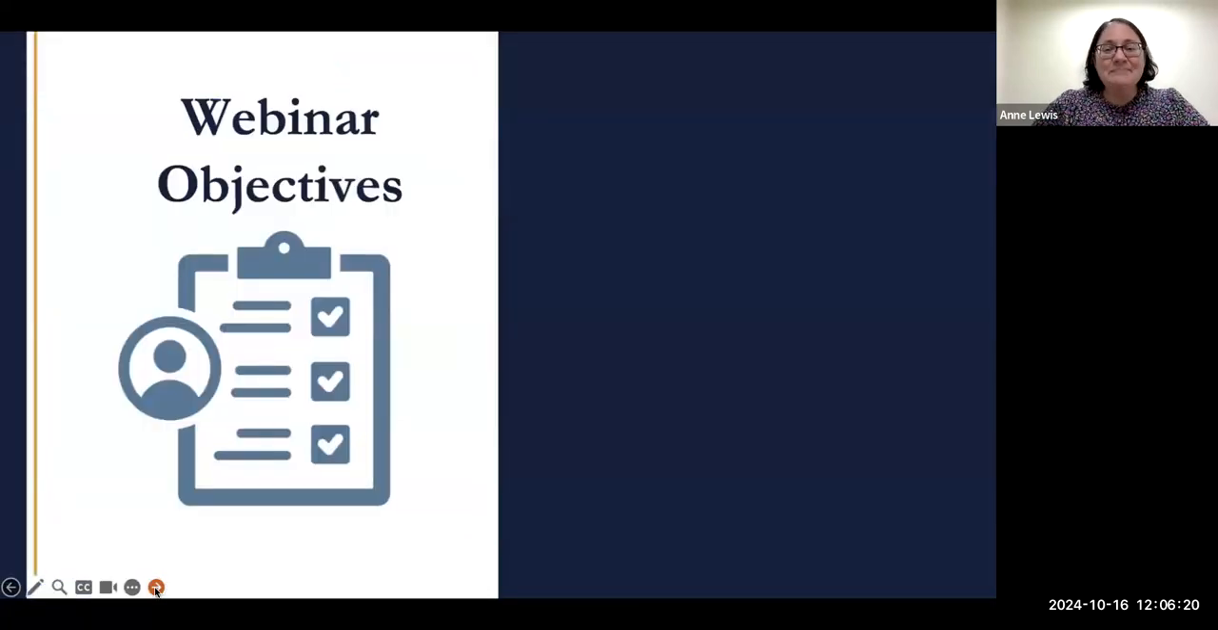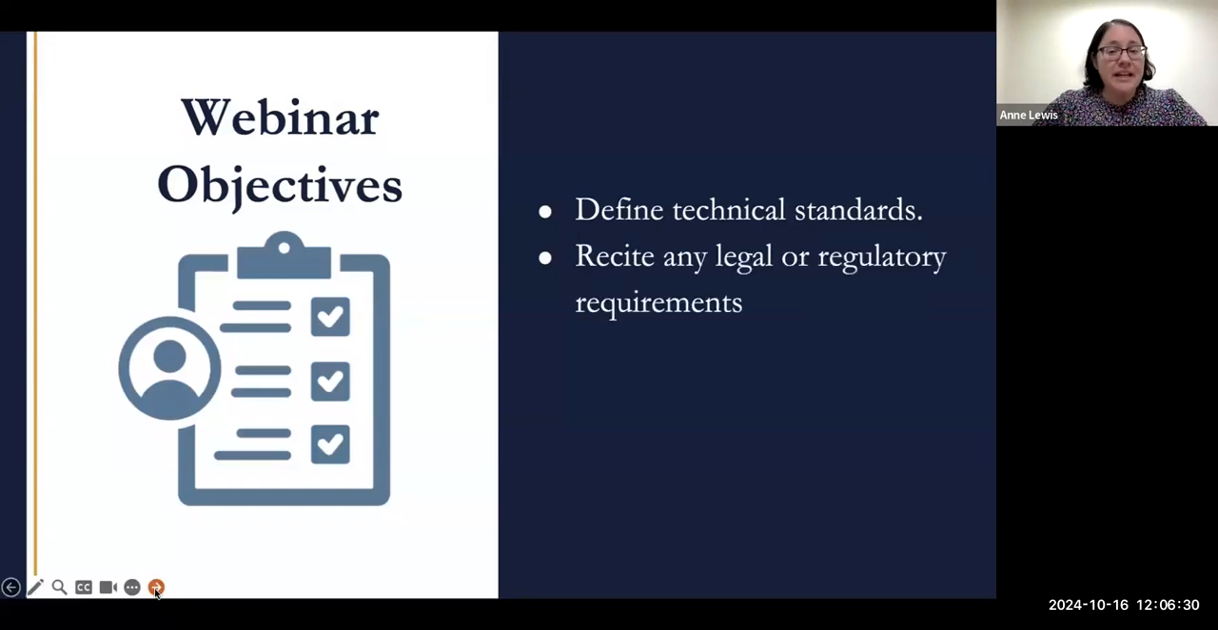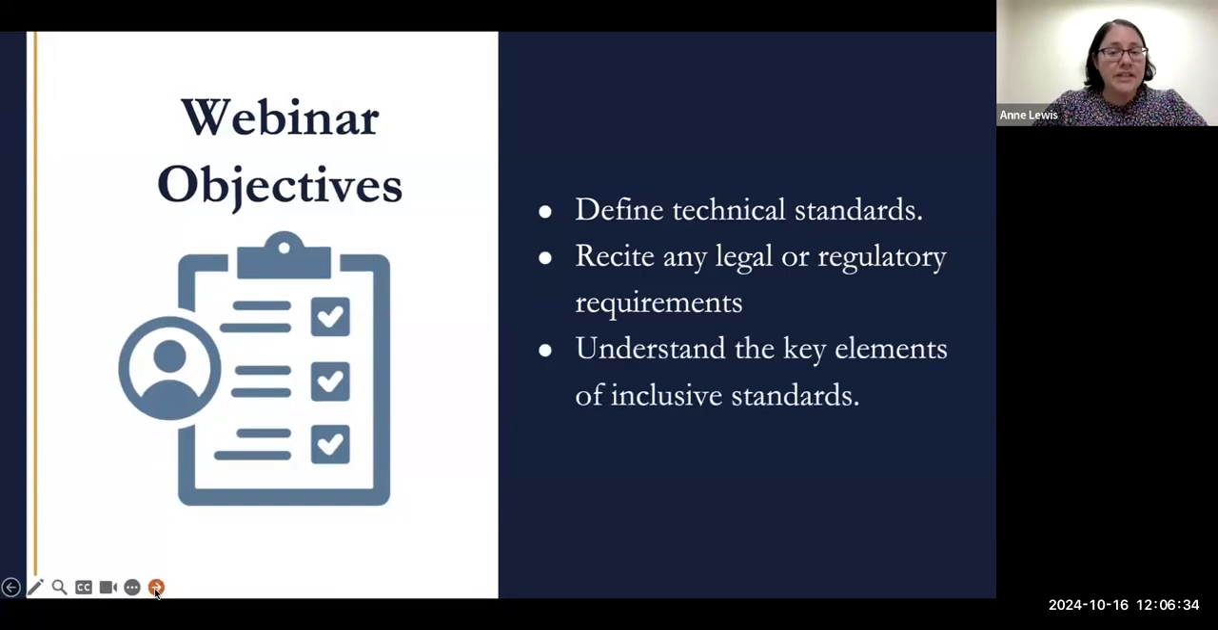So let's get started. By the end of our program today, we hope you will have a good overview of technical standards and be able to define technical standards, recite any legal or regulatory requirements, and understand the key elements of inclusive standards.